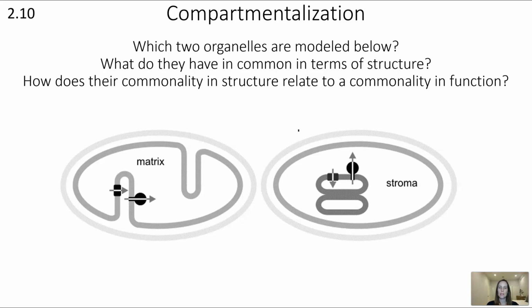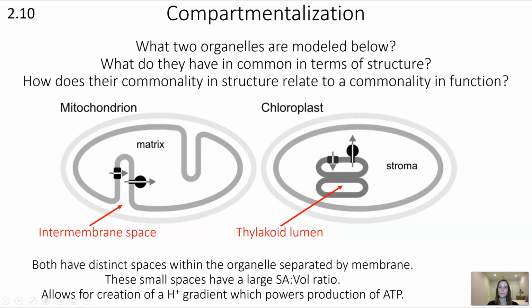So take a look at these organelles and see if you can figure out what organelle they are, and also what do they have in common in terms of structure, and how does their commonality in structure relate to a commonality in function. So these organelles are the mitochondrion on the left and chloroplast on the right.